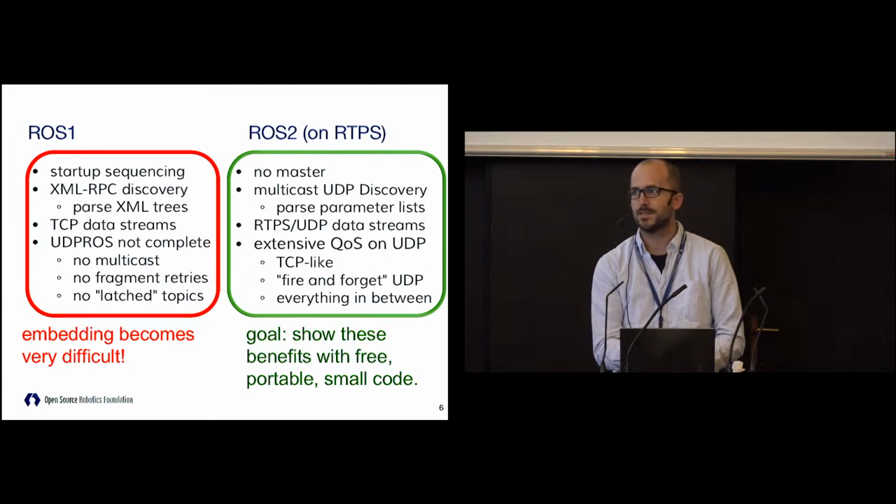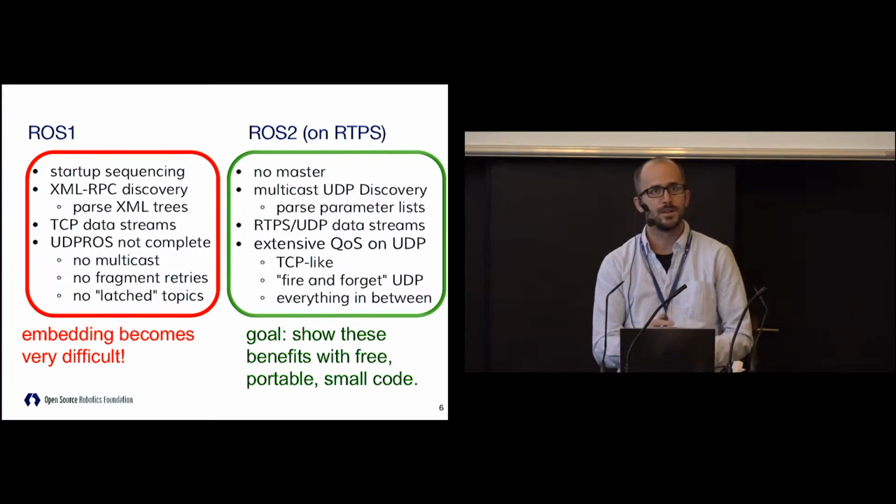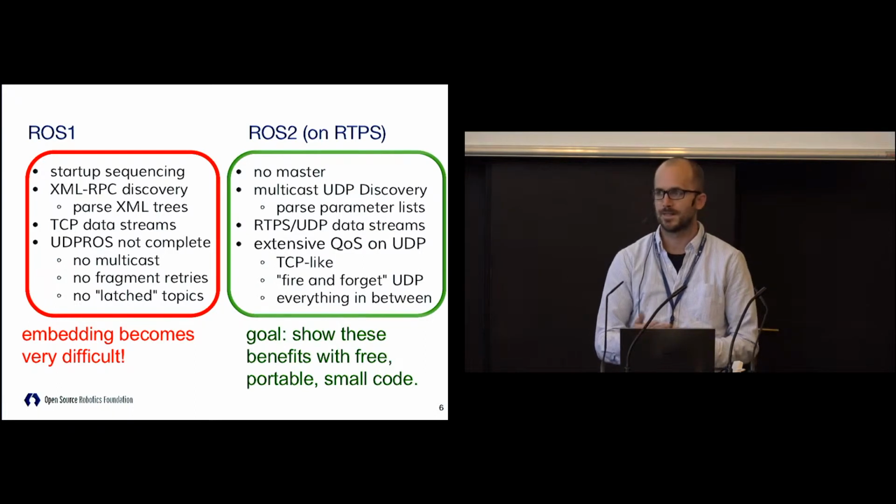ROS also uses TCP everywhere. There is some UDP support, but TCP in general needs some buffering to do high-performance TCP. You want to buffer the packets that are in flight. And so that can be tricky if you're memory constrained.